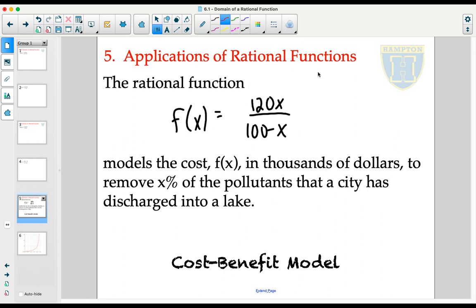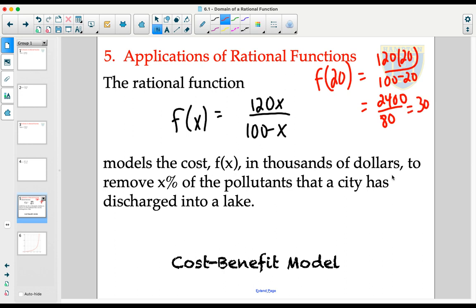Let's look at what if we wanted to remove 20% of the pollutants from the lake. We use 20 in our function, 120 times 20 over 100 minus 20. That's 2,400 divided by 80, which is just 30. So for 20% of the pollutants, we're going to need to use $30,000.